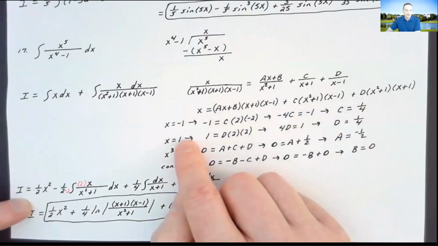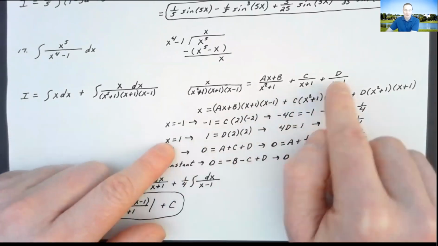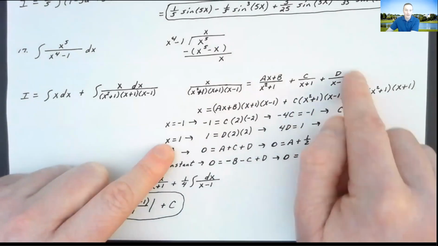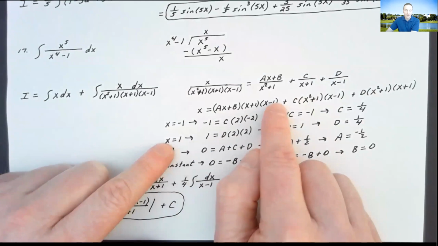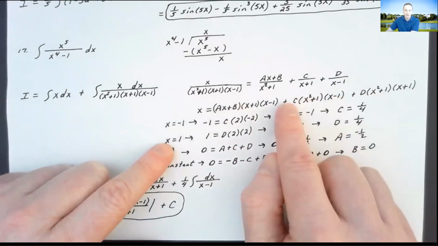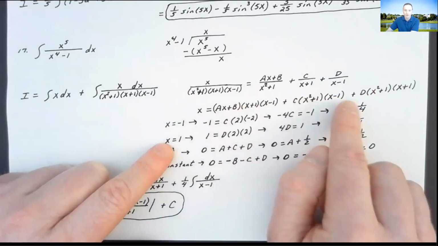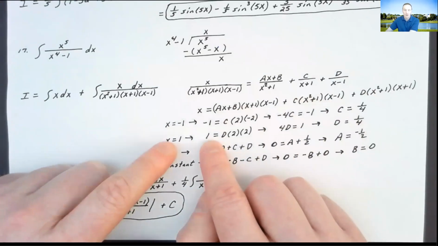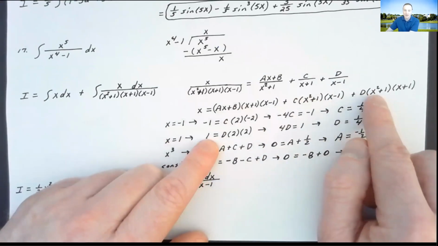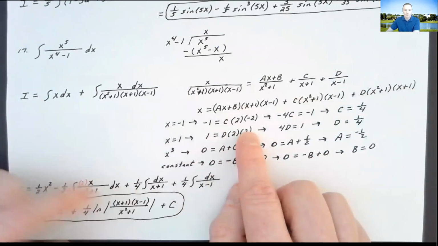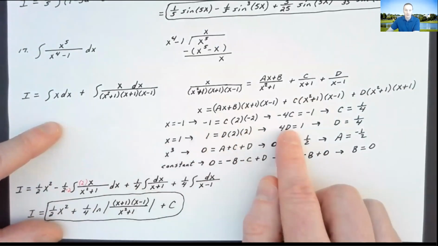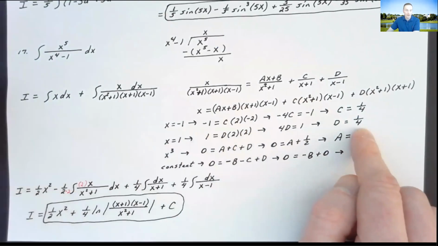All right, I do the same thing for d. If I let x equal 1, I should be able to solve for d. I try that. I can see that the a and the b terms cancel, the c term cancels because they're both multiplied by factors of 0. I'll have d times 2 times 2. Well, 2 times 2, again, 4. I get 4d is 1, thus d is 1/4 as well.